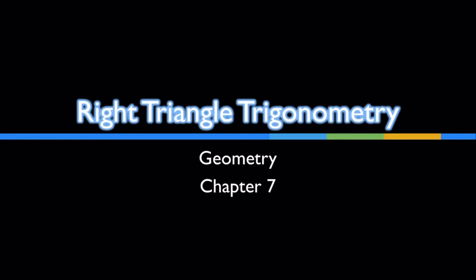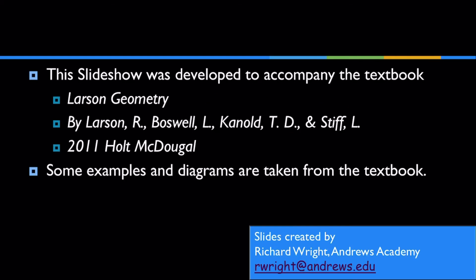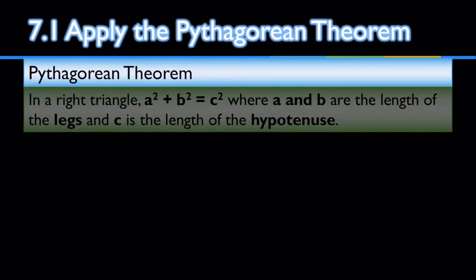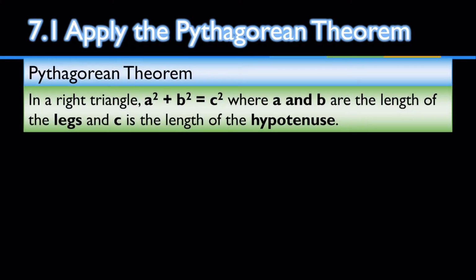Chapter 7, Right Triangle Trigonometry. Lesson 7.1, Apply the Pythagorean Theorem. You already know the Pythagorean Theorem.